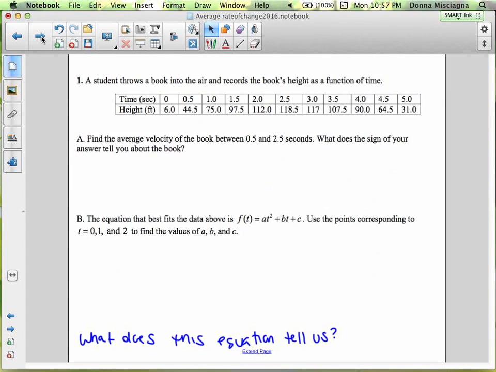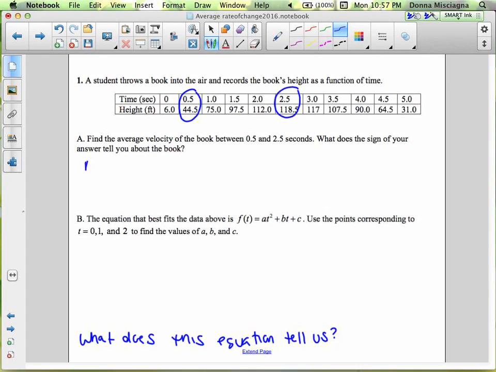Let's do some more with velocity. A student throws a book into the air and records the book's height as a function of time. We want to find the average velocity of the book between half a second and 2.5 seconds. We don't have to plug it into anything because we already have our points there. Here's half a second, here's 2.5 seconds.